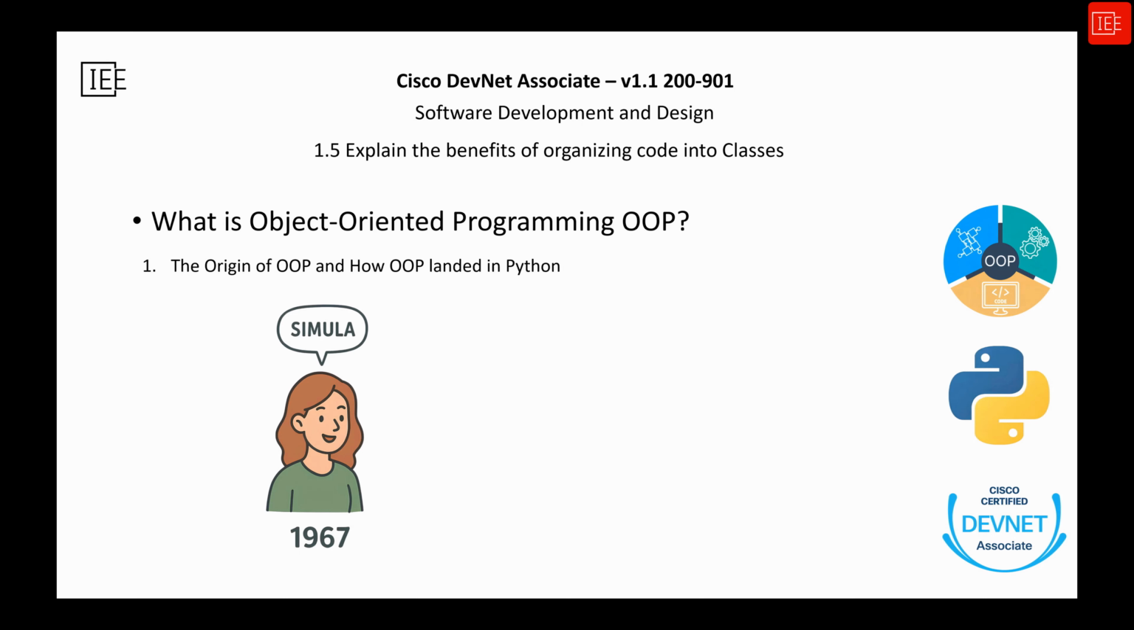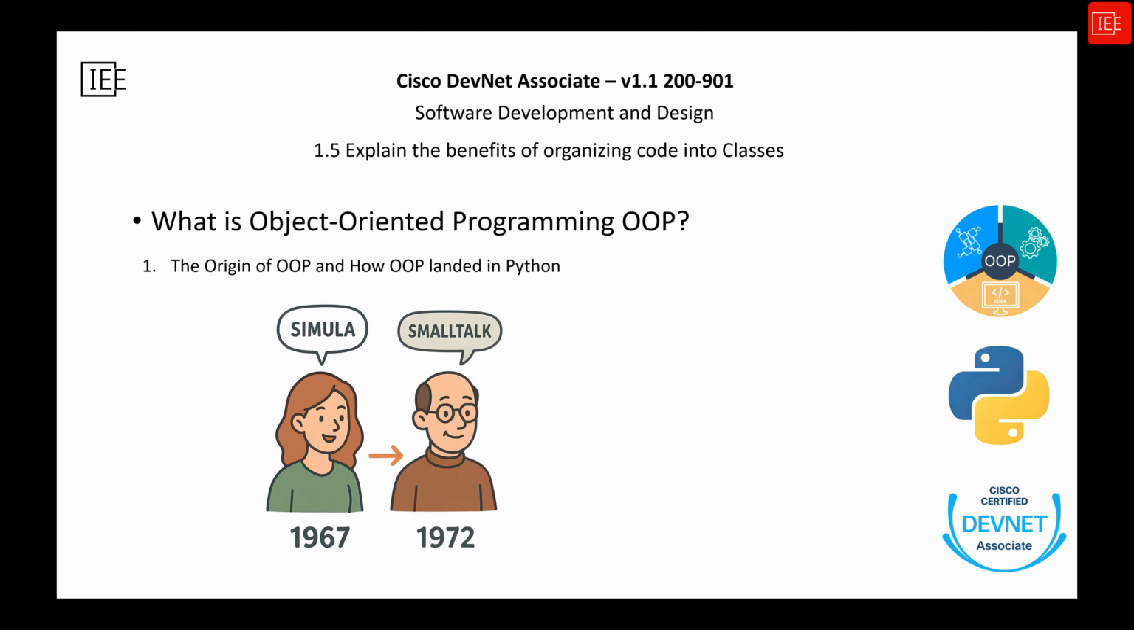This was revolutionary because it allowed programs to model complex systems in a way that felt much closer to how things exist in real life. In the 1970s, Smalltalk took object-oriented programming to the next level, and it was the first true object-oriented language. Everything in Smalltalk was an object, and all interactions happened through message passing, and it had a big influence on later languages like Java, Ruby, and Python.